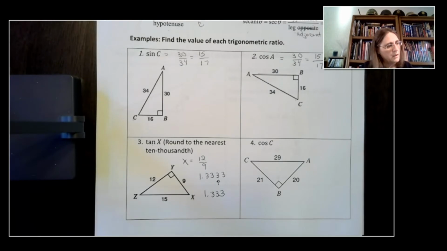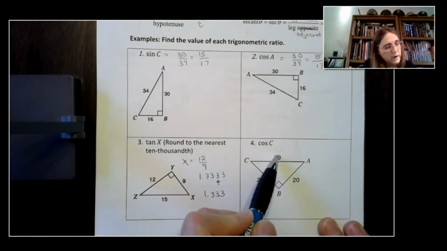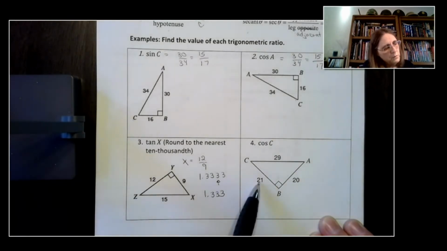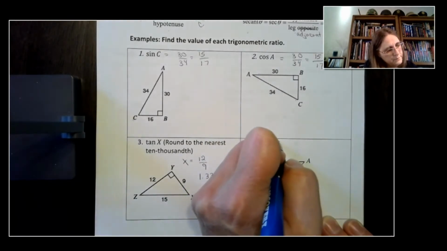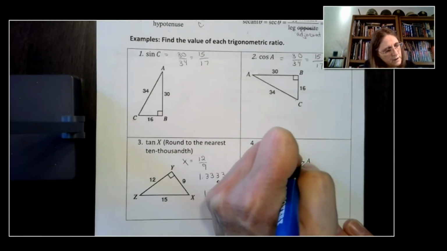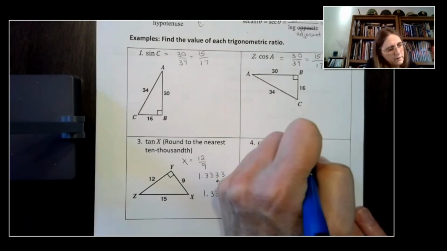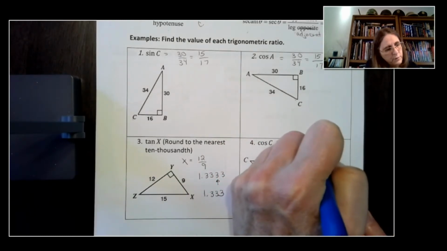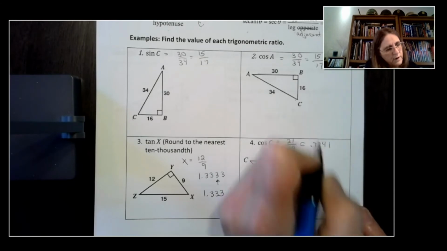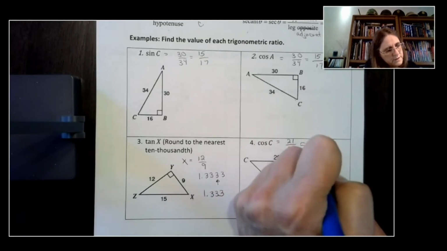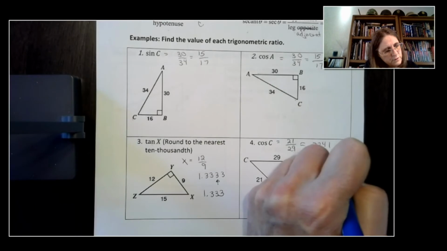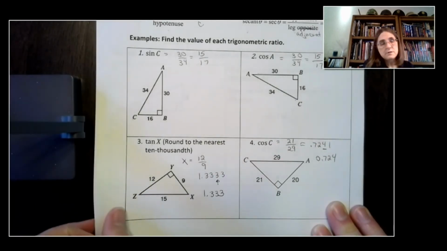So 1.333. Okay, and our next one, we want the cosine of angle C. Cosine again is adjacent over hypotenuse. So we're going to do 21 over 29. And again, we're going to write it as a decimal. And that is approximately equal to 0.7241. Here's our thousandths place. So 0.724 is to this thousandths place.